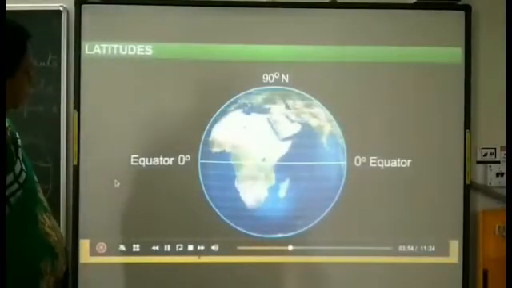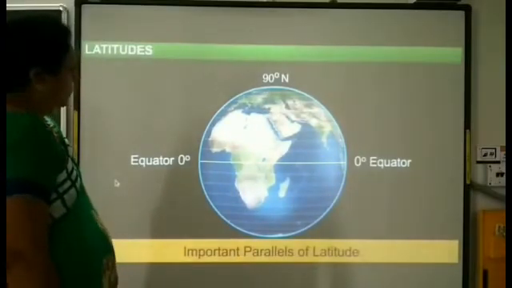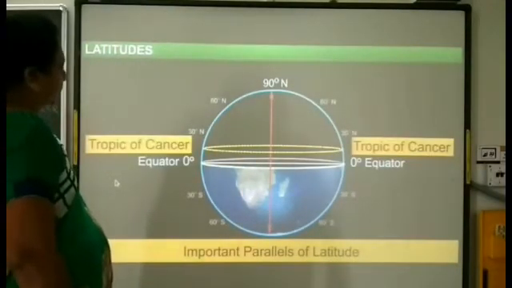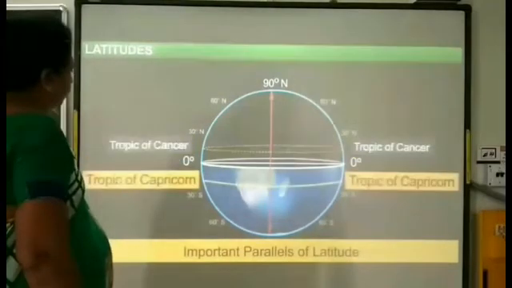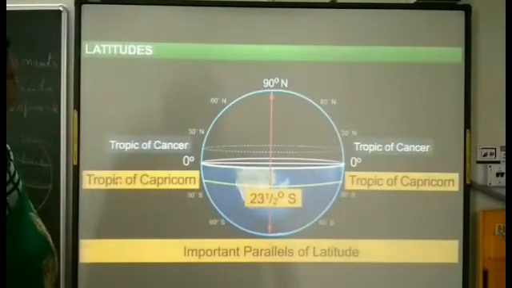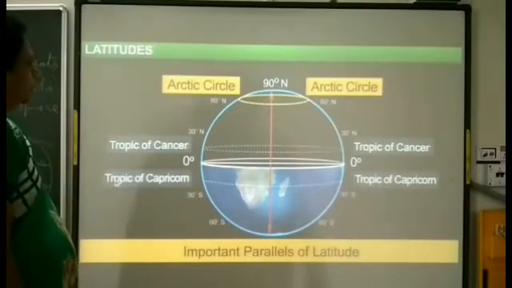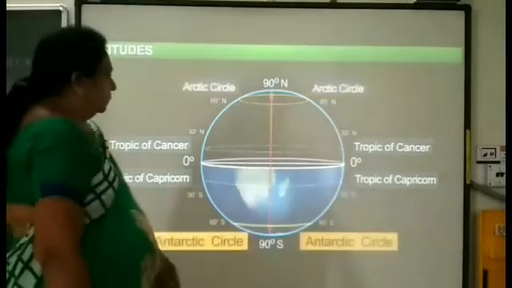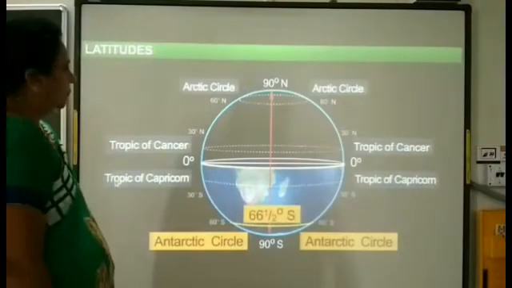Apart from the equator, the 0-degree latitude, the important parallels of latitude are the Tropic of Cancer, which is located 23.5 degrees north. The Tropic of Capricorn, which is located 23.5 degrees south. The Arctic Circle, which is located 66.5 degrees north. And the Antarctic Circle, which is located 66.5 degrees south.